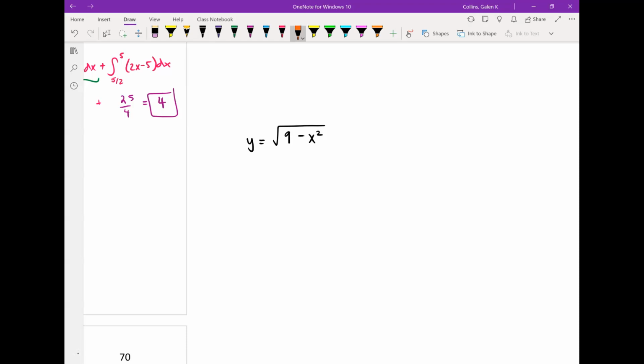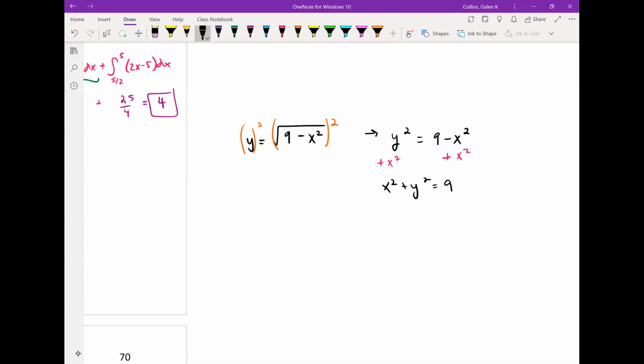This might not look like something you know from geometry, but let's look at what happens when we square both sides. So y squared is just y squared. And then when we square a radical, since those are inverse operations, we now have 9 minus x squared. Now this maybe still doesn't look like something you recognize, but let's add that x squared to the other side. And when we do, we have x squared plus y squared equals 9.